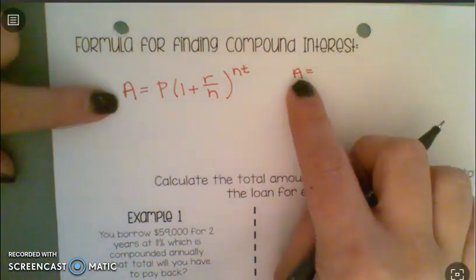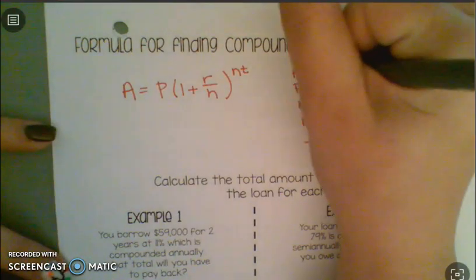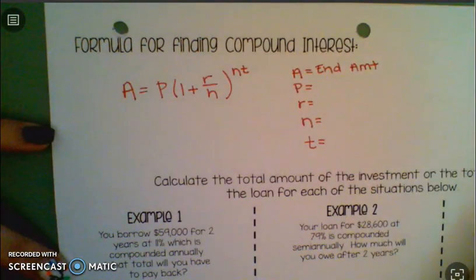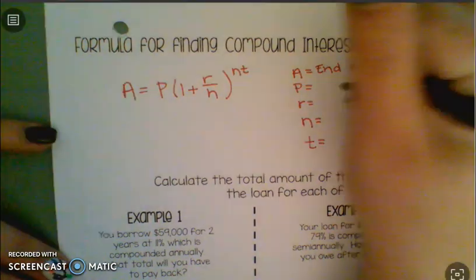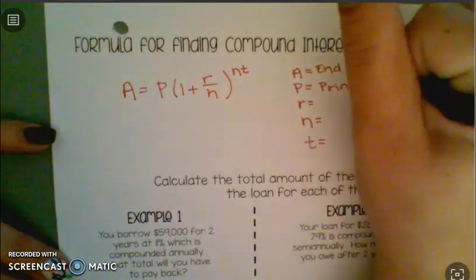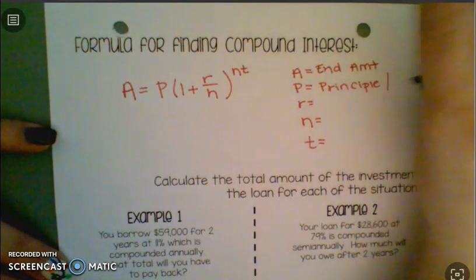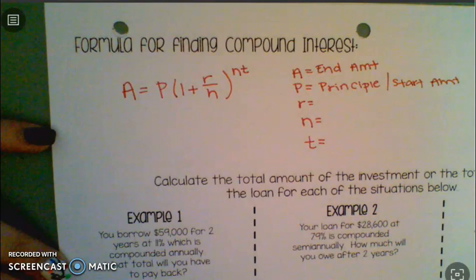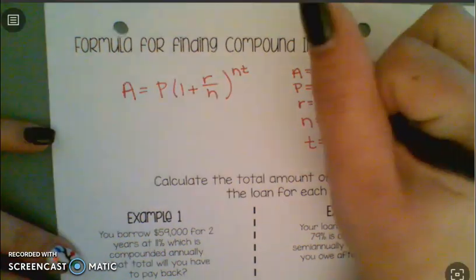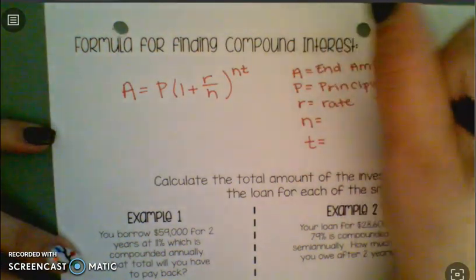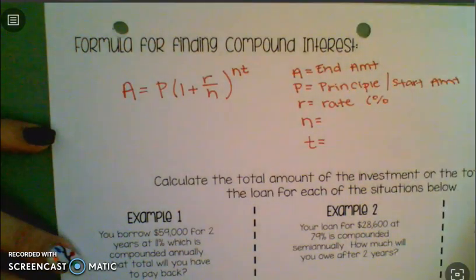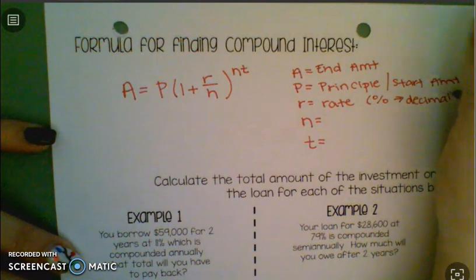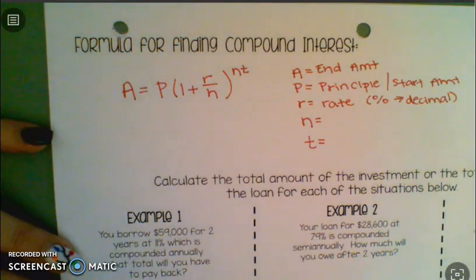So A is your ending amount. P is your principal. Basically, that's your start amount. R is your rate. And remember, they give it to you as a percentage, but you need to change that to a decimal every time.